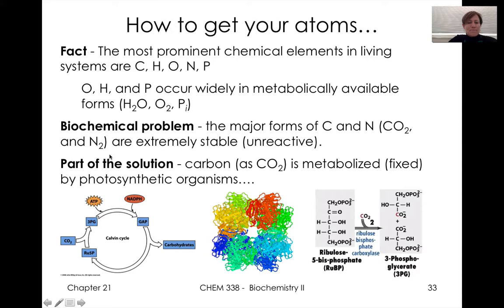What's really interesting to think about is the major forms of carbon and nitrogen in the biosphere are tied up in very unreactive molecules, carbon dioxide and nitrogen. Part of the solution, and we've already talked about this in our photosynthesis chapter, is that carbon dioxide is a source of carbon, and we fix carbon as carbohydrates in photosynthetic plants via the Calvin cycle. So again, Rubisco being arguably one of the most important enzymes to facilitate that process.